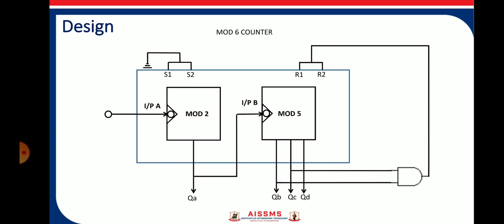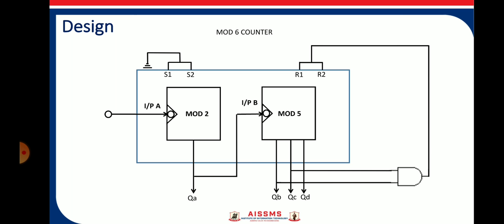So by considering a mod 6, the first invalid state is 0 1 1 0. By considering this bit sequence, QB and QC become 1 for the first invalid state. These bits QB and QC we have to AND, and the output of that AND we have to connect to the reset pins R1 and R2, so that whenever the counting is done and the first invalid state comes into the picture, the AND generates logic 1, and the output of that logic 1 will be connected to R1 R2.